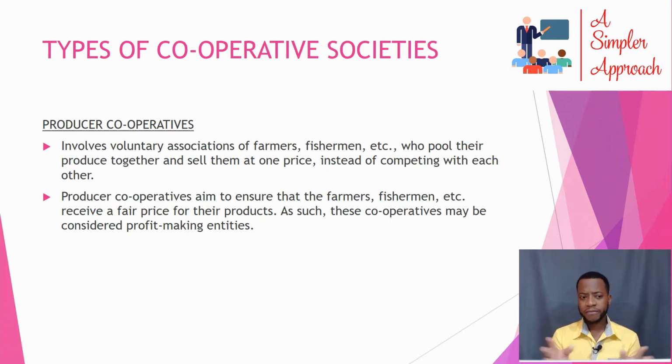All right? Now, the primary aim of this type of cooperative is to ensure that a fair price is received for their products. Okay? And as a result of that, this type of cooperative may be deemed as a profit-making cooperative. Okay? Now, this is number one.